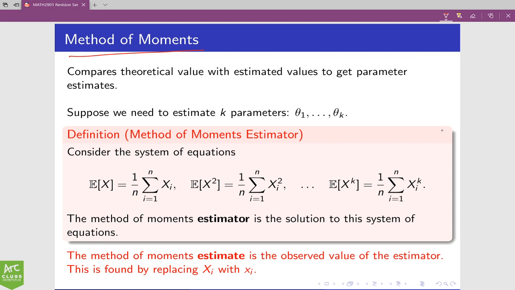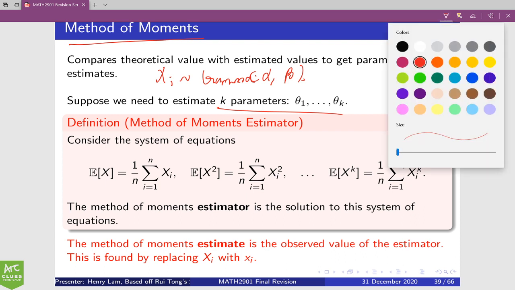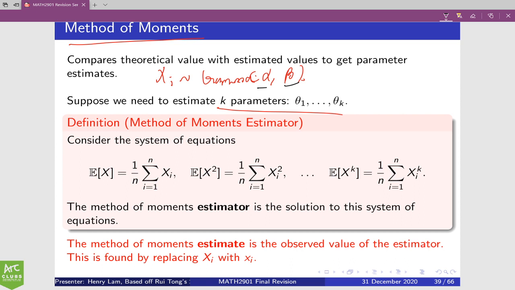The intuition behind this one is that suppose you have k parameters for your distribution. Since the distribution is dependent on these parameters, for example, let's suppose Xi is gamma(alpha, beta). If you know alpha and beta, you know the whole distribution, right? So the goal is, well, I just estimate these two parameters, and that should be a good fit overall.